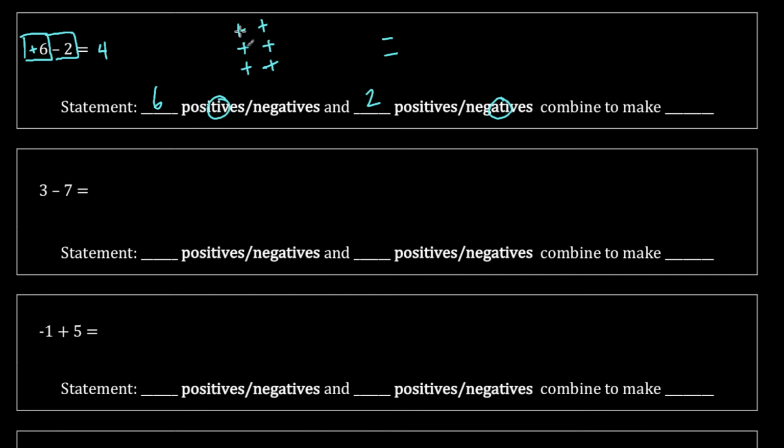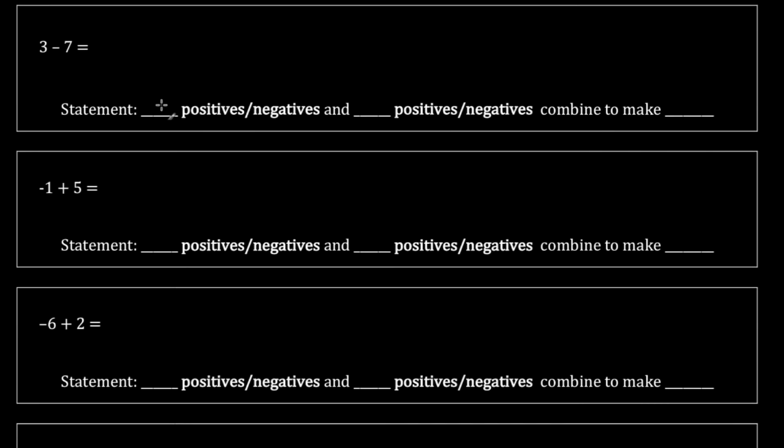So if I have plus 1, minus 1, I get 0. If I have plus 1, minus 1, I get 0. These are called zero pairs. And then all that I'm left with is plus 1, plus 1, plus 1, plus 1. So positive 4, which was our answer.